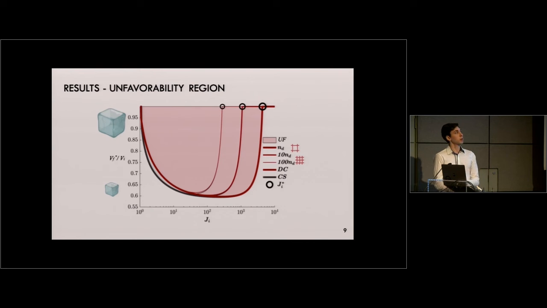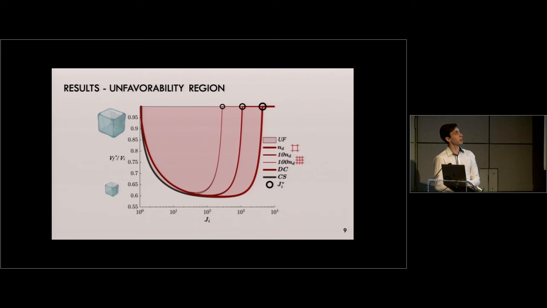This is a different plot of this unfavorability region. So the red area is the unfavorability region. Outside, contractions are energetically favorable. Again, on the y-axis, we have our contraction. So this line delineates that crossover point from the previous slide where the x was located.